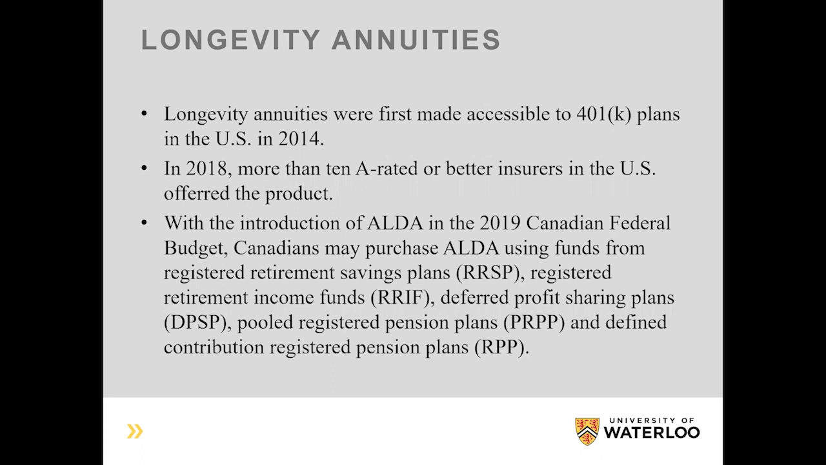Longevity annuities were first made accessible to 401k plans in the United States in 2014. In 2018, more than 10 A-rated or better insurers in the US offered this product. With the introduction of ALDA in the 2019 Canadian federal budget, Canadians may purchase ALDA using funds from their RSP, RRIF, DPSP, PRPP, and RPP. Now I know there are lots of acronyms here. These acronyms will be explained further in later parts of this presentation.